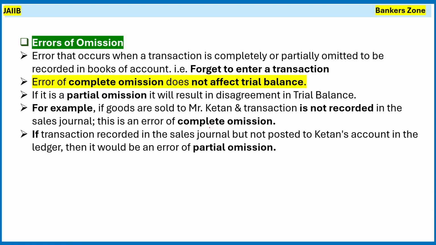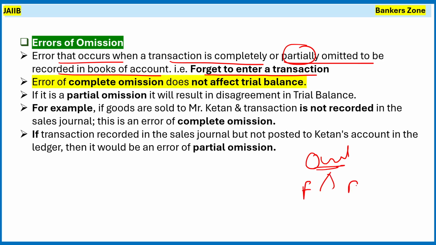Now, what is the error of omission? See, the error occurs when a transaction is completely or partially omitted to be recorded in the books of account. That is what? Simply you forgot to enter the transaction. Very simple. Omission means you omitted it. Omitted means either you can omit fully or partially. So you forgot to do the entry or you have entered it partially.